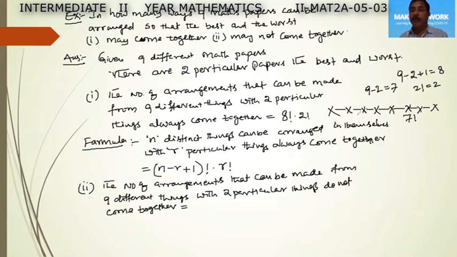Now after arranging the 7 elements, these 2 particular elements can be arranged in how many places? 1 2 3 4 5 6 7 8. Now when 7 elements are arranged in a row, the number of blanks between every 2 elements and at either of the ends will be 8. We will get 1 blank more than the elements arranged in a row. If 7 elements are arranged, we will have 8 blanks.